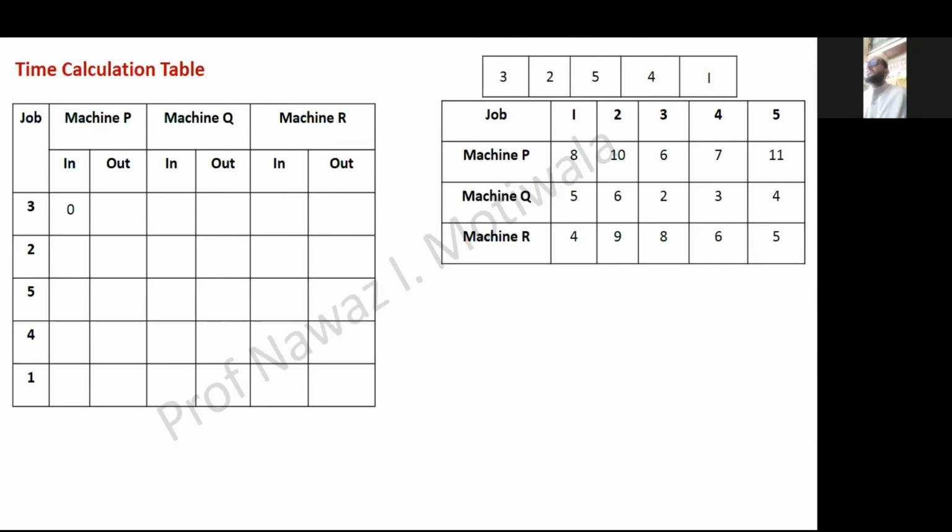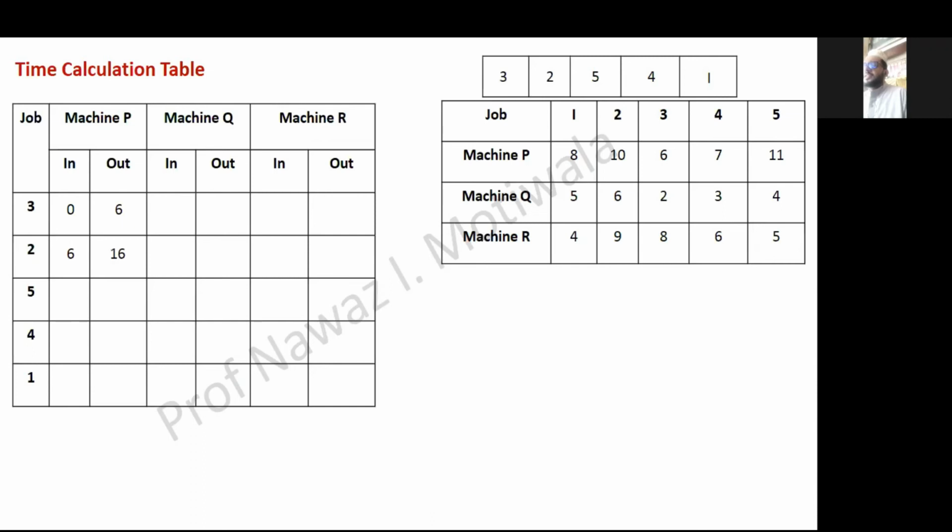Now we have to see on machine P how much time it will require for processing job 3. So it is 6 hours, so 0 plus 6 will become 6. Now as 6 is the out time, it will become the in time for the next job. And the second job requires 10 hours, so 6 plus 10 I will get 16.